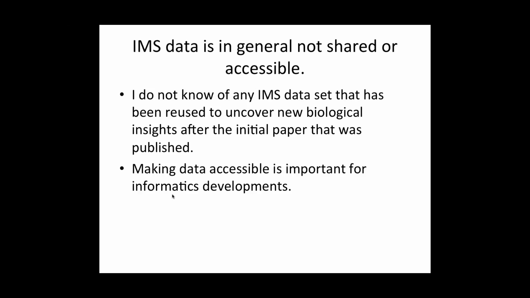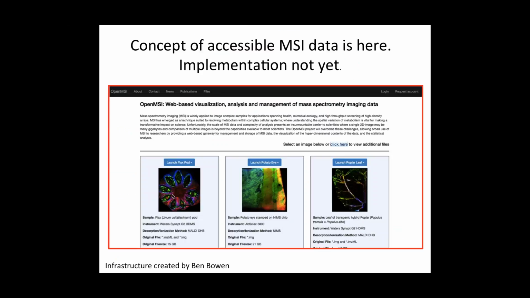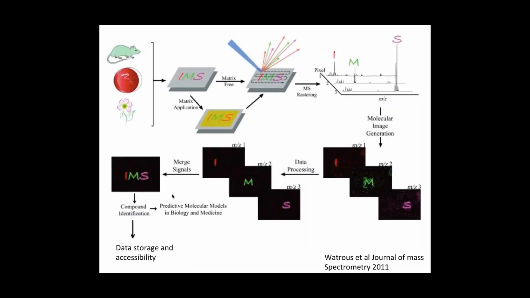And the imaging mass spectrometry community has been thinking about this. I'm part of this paper in GigaScience, where we provided benchmark data sets for 3D MALDI and DESI imaging mass spectrometry. Ben Bowen is developing an open resource, an open MSI resource, where anybody can go in and view different imaging mass spectrometry data sets. These are the right developments, and this is good for the community. The limitation that Ben still has is the volume that he can take. So, for example, when I asked him, can we upload 1,000 of our imaging mass spectrometry data sets, it was not yet possible. But on the other hand, having accessible analysis infrastructure for the community, I think, will become very valuable. And I think Ben Bowen is certainly leading that particular effort.